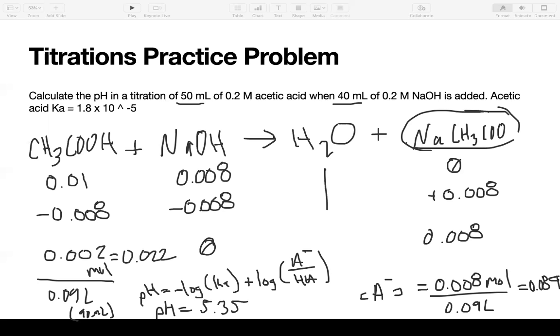Any questions? How did you get the 9? I got the 9 from 50 mLs added to 40 mLs. Oh, okay. All right. If there are no questions, we could do another titration problem.